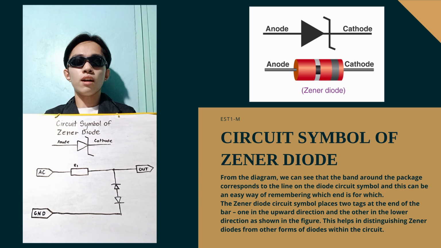Today, I will discuss the circuit symbol of the Zener diode. From the diagram, we can see that the band around the package corresponds to the line on the diode circuit symbol, and this can be an easy way of remembering which end is for which. The Zener diode circuit symbol places two tags at the end of the bar, one in the upward direction and the other in the lower direction, as shown in the figure. This helps distinguish Zener diodes from other forms of diodes within the circuit.